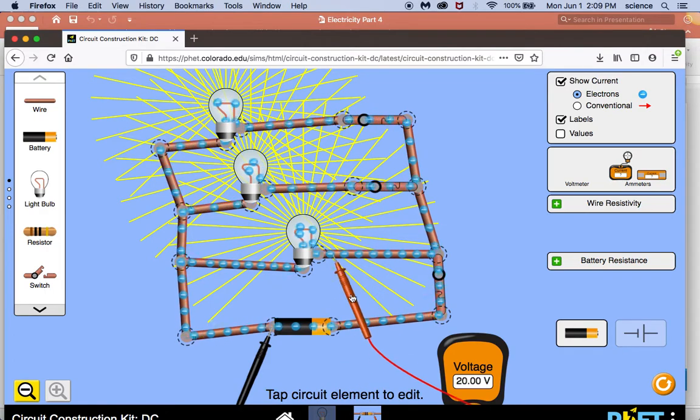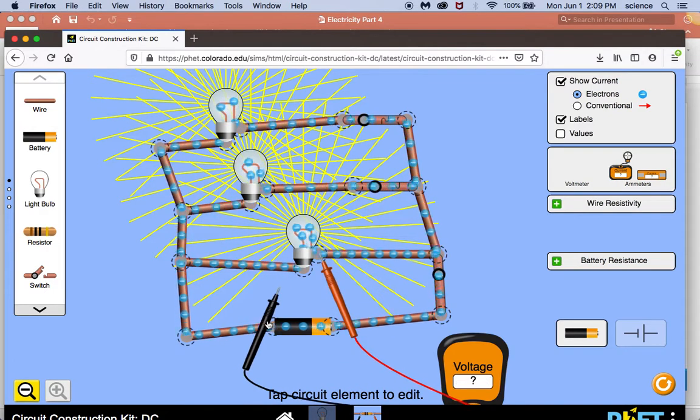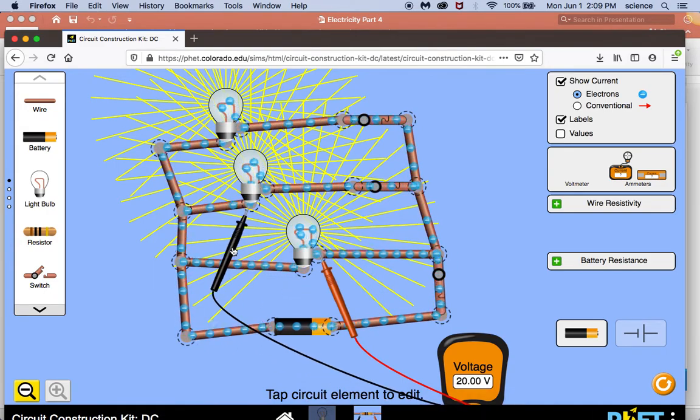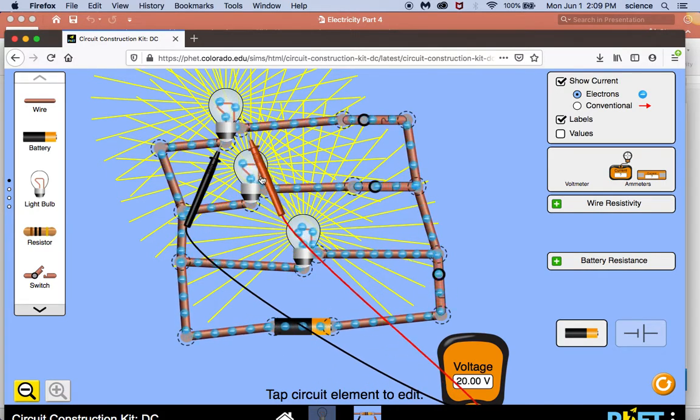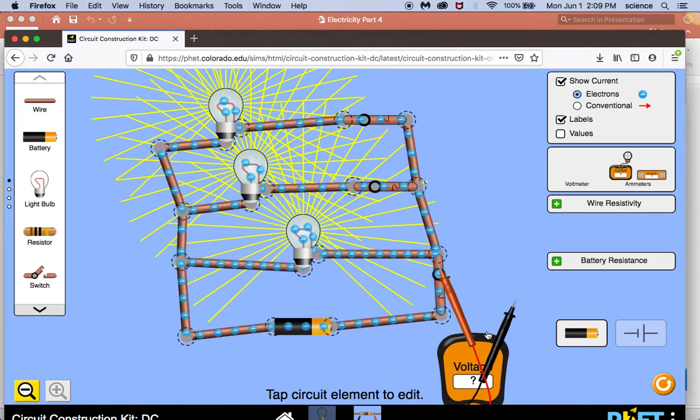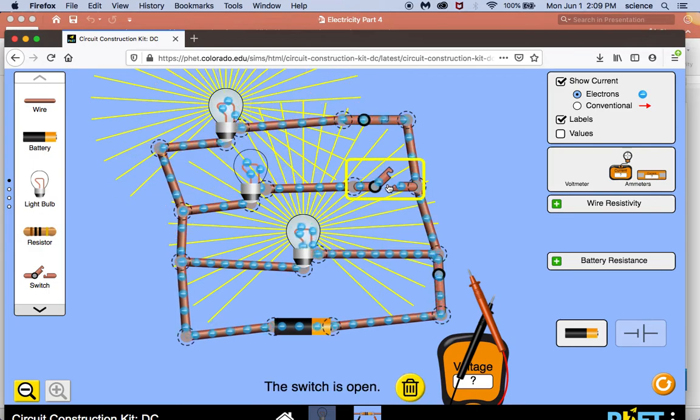In parallel, the voltage across the bulbs is the same as the battery. So the first bulb is 20 volts. The second bulb is 20 volts. And the third bulb is 20 volts, right? So components connected in parallel all have the same voltage, and that voltage is the same as the battery. If you disconnect one of the bulbs in the circuit, the other bulbs stay lit with the same brightness. So if I disconnect them, they are still the same brightness.